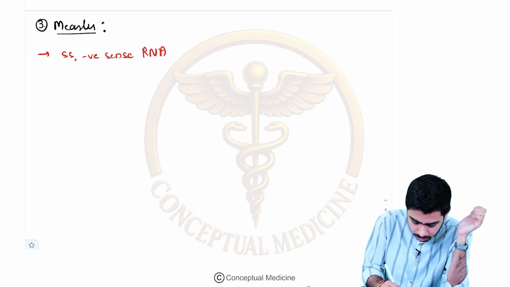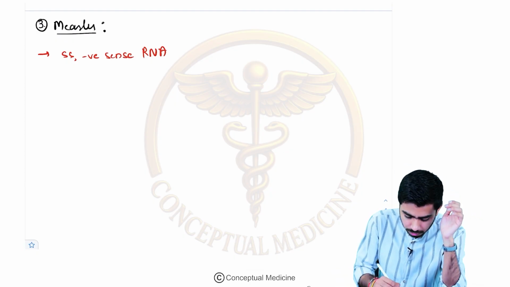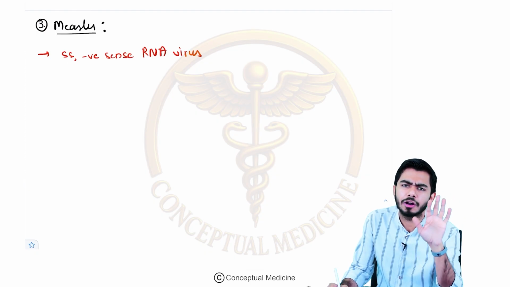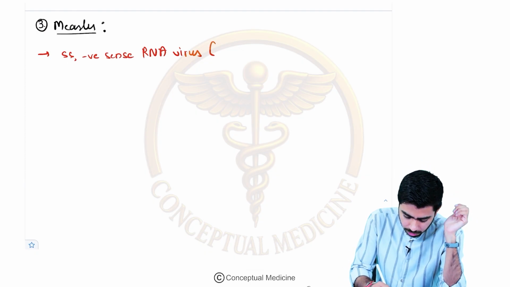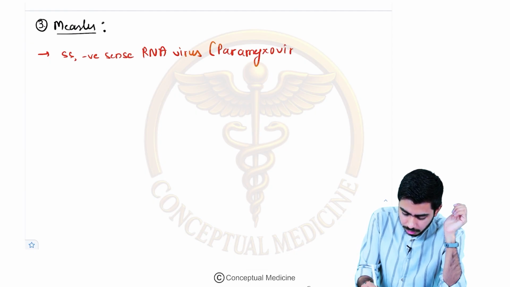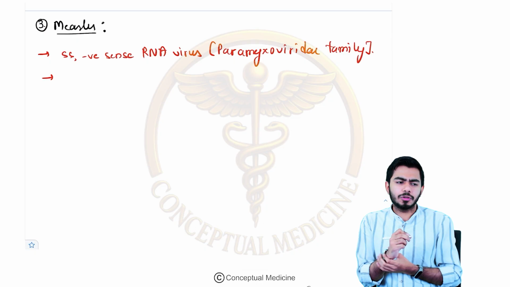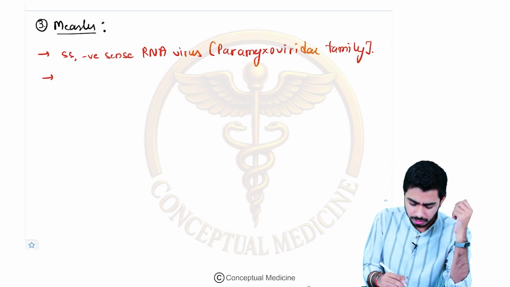Negative sense RNA virus. Okay, RNA virus, and basically which family am I talking about? I'm talking about the Paramyxoviridae family. Okay, guys, the Paramyxoviridae family. Okay, fine. Next point over here, if you talk about the genus, this is the Morbillivirus genus.